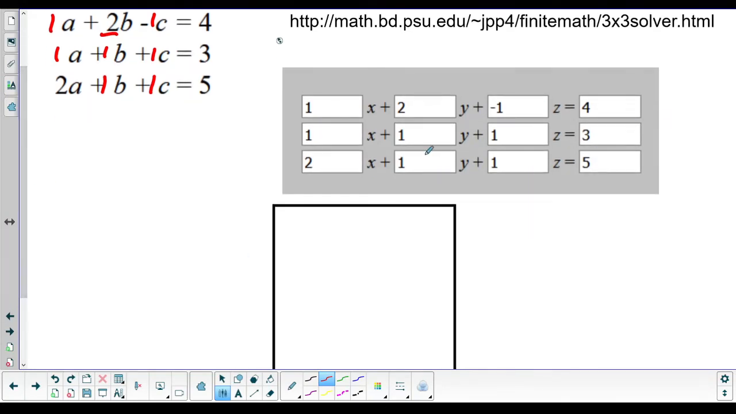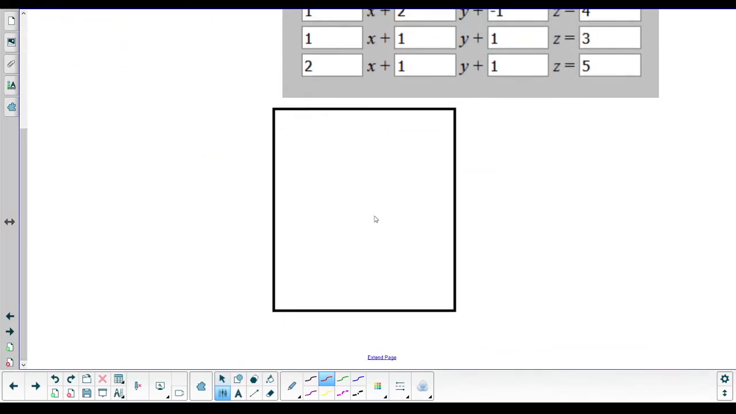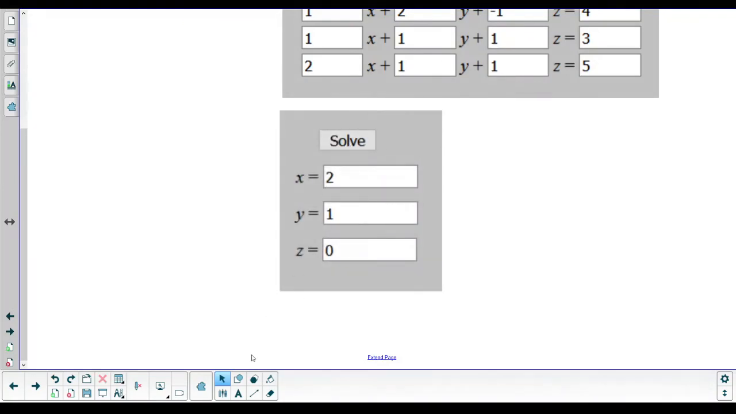After you have painstakingly typed this in, check to make sure your signs match. Then on the website, there will be this wonderful button that says solve. And then it will tell you x equals 2, y equals 1, z equals 0, and you have your ordered triple. And that's how most people do 3 by 3s in college.